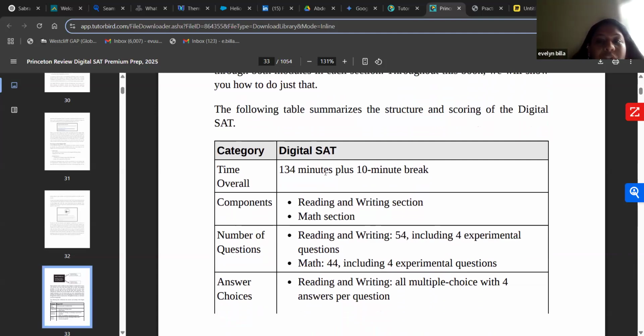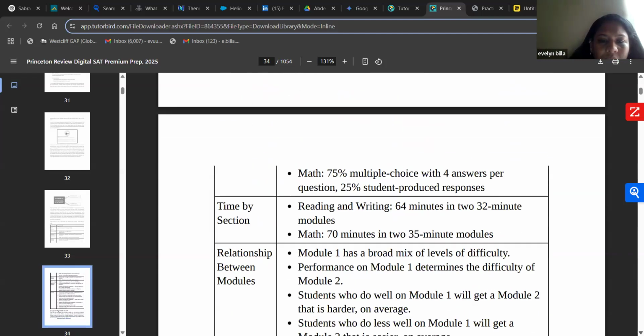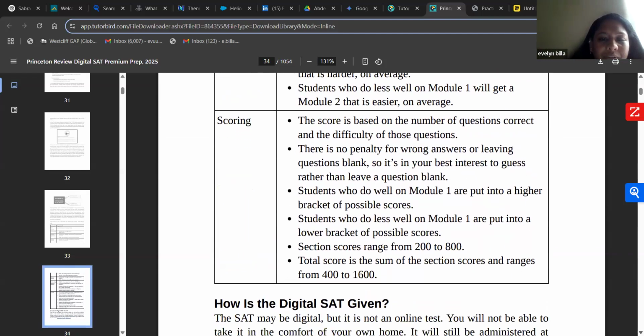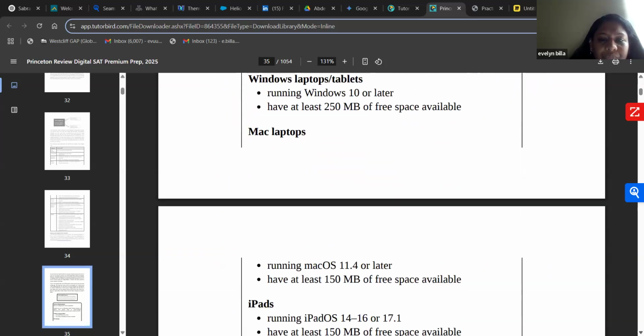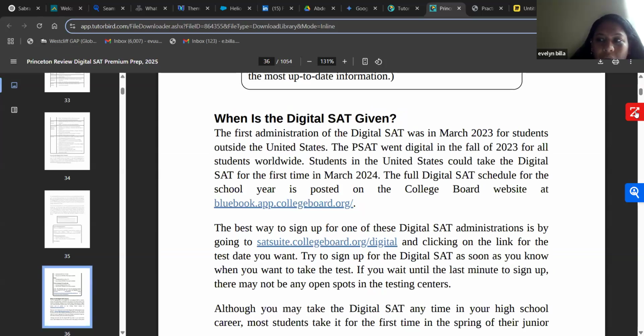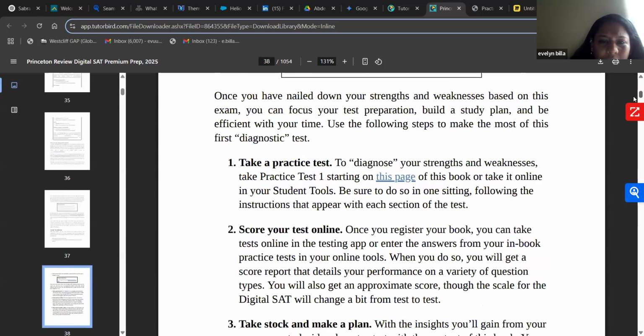It's 134 minutes plus a 10 minute break, and this is how it's going to be. I think you will get more information about all this. This is how your digital SATs are going to be.